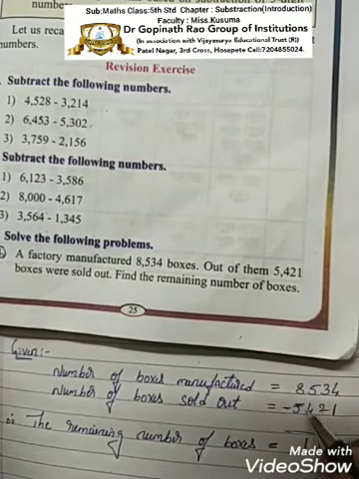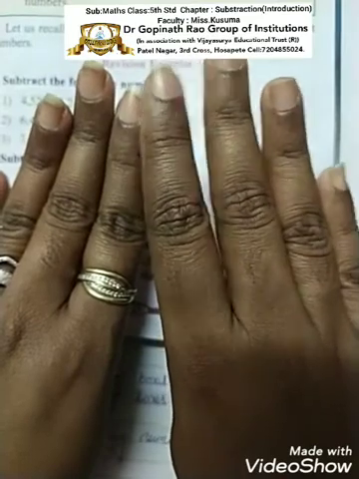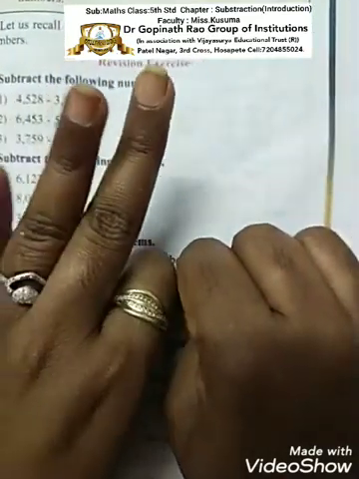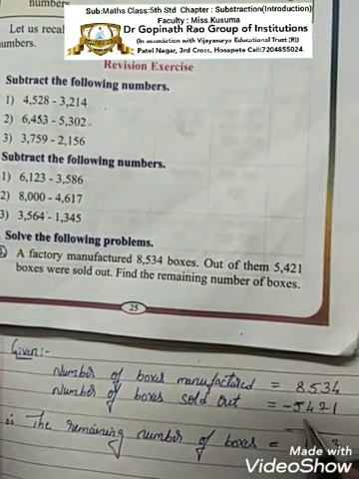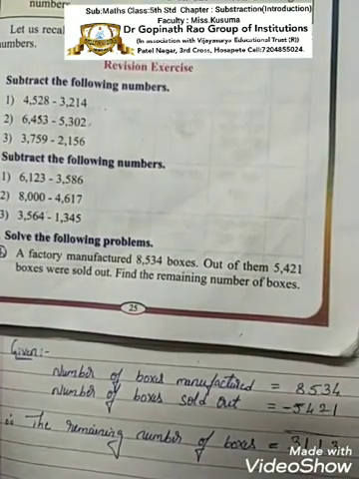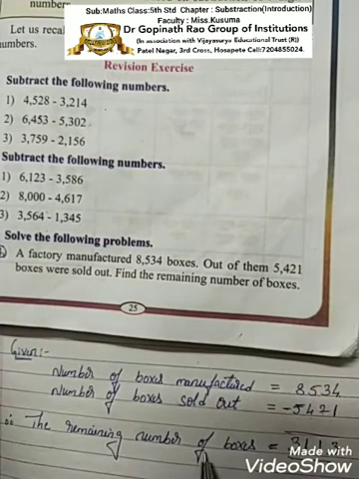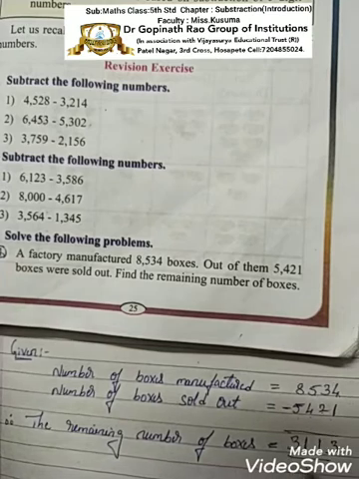Next 8 minus 5, children. Take 8 fingers, close 5. 4 plus 1, we are left with 3 fingers. Therefore 8 minus 5 is 3. Therefore the number of boxes left out, the remaining boxes, are 3,113. Is it clear, children?